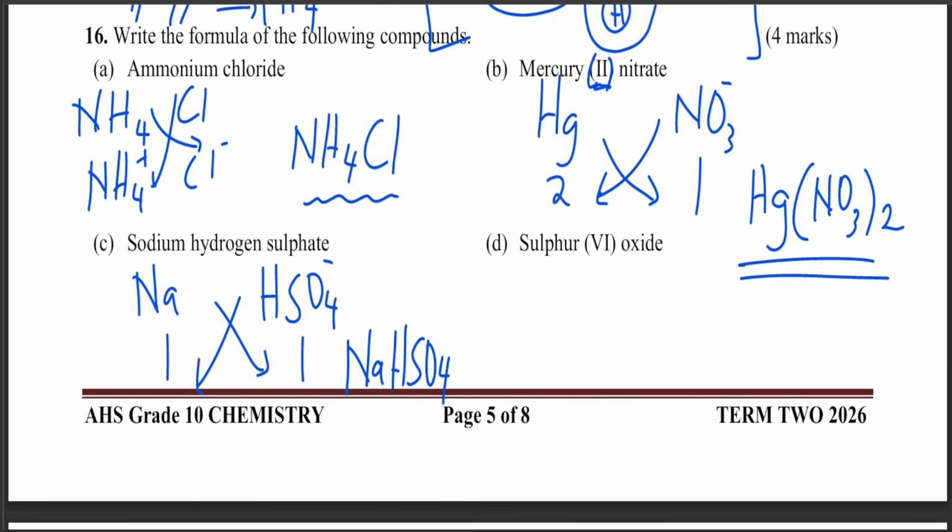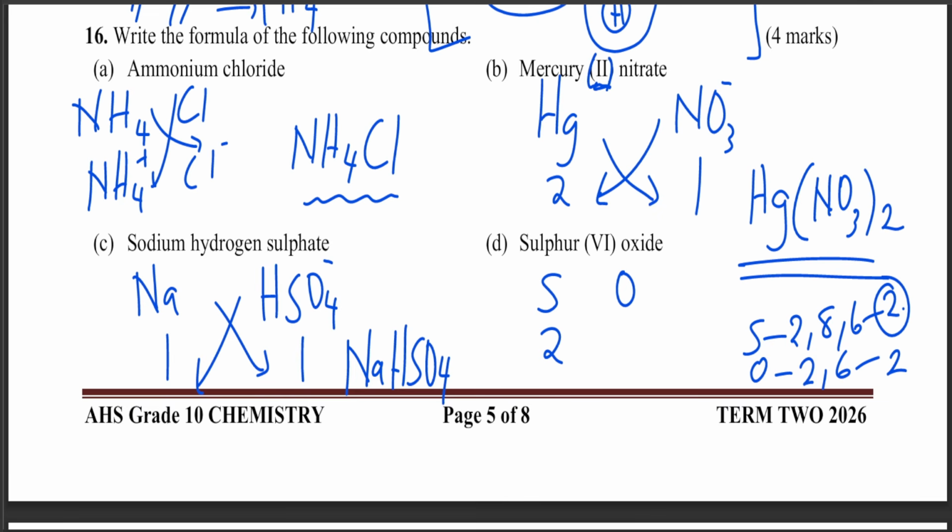Sulfur 6 oxide. Okay, sulfur 6 oxide, sulfur and oxygen. The valency for sulfur, kwa sababu ni number 16, ni 2, 8, 6. Valency is therefore 2 because it's going to gain 2 electrons, so valency ya 2. Oxygen iko number 8, so it's going to be 2, 6. Pia yeye atagain 2. Now typically you could have written that way, but this is wrong.